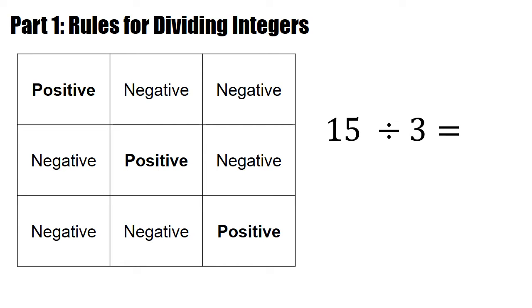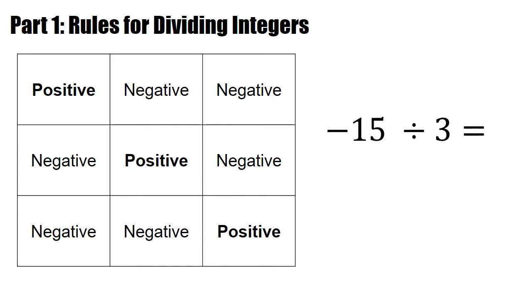In this edition of Mr. Peterson Presents, we're going to talk about dividing integers. In part one, we're going to go over the rules for dividing integers. These are actually the same rules as when you multiply integers. You can see that a positive times a positive will give you a positive number. So in this case, 15 divided by 3 will give you an answer of 5.